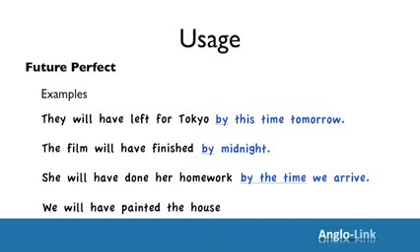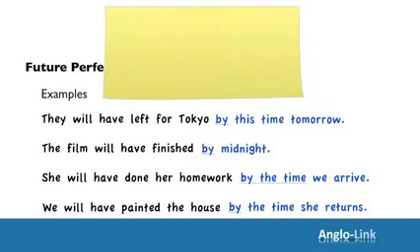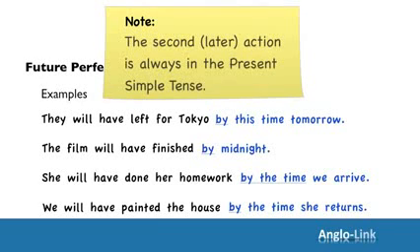We will have painted the house by the time she returns. Note that the second or later action is always in the present simple tense. Look at the last two examples. She will have done her homework by the time we arrive, or we will have painted the house by the time she returns.